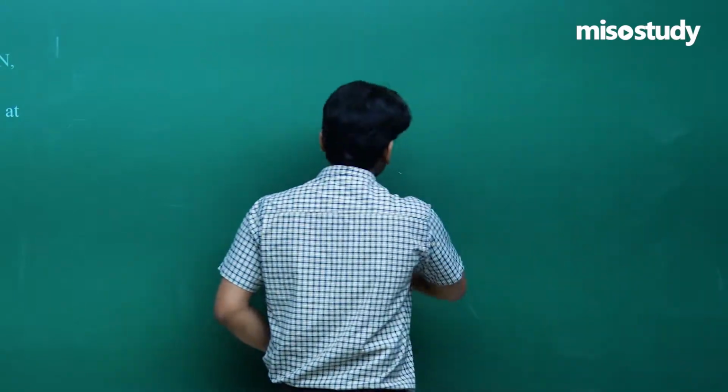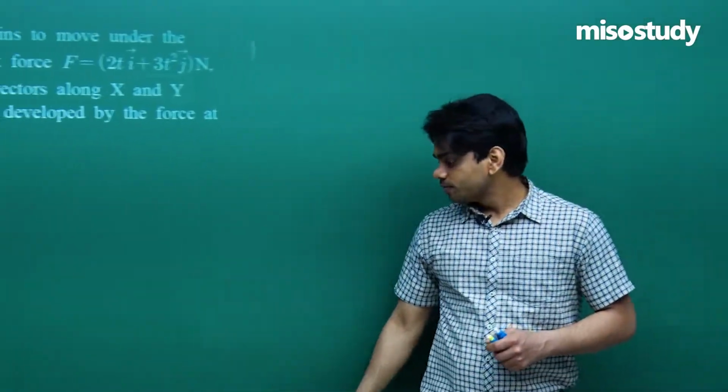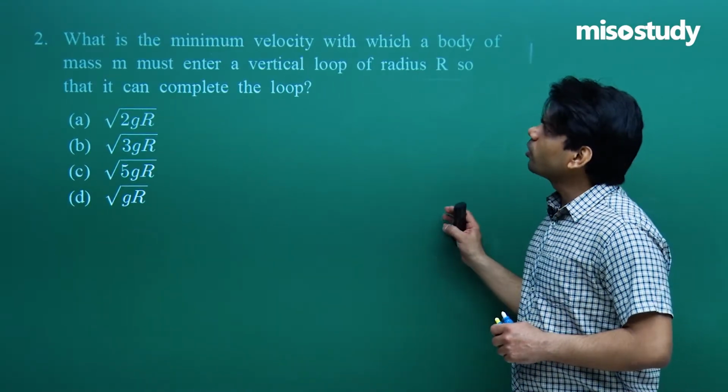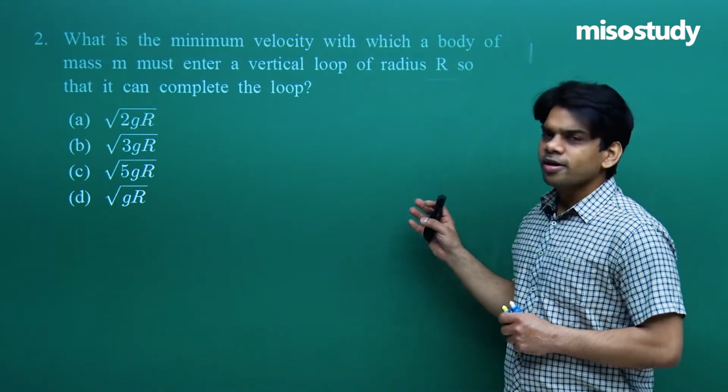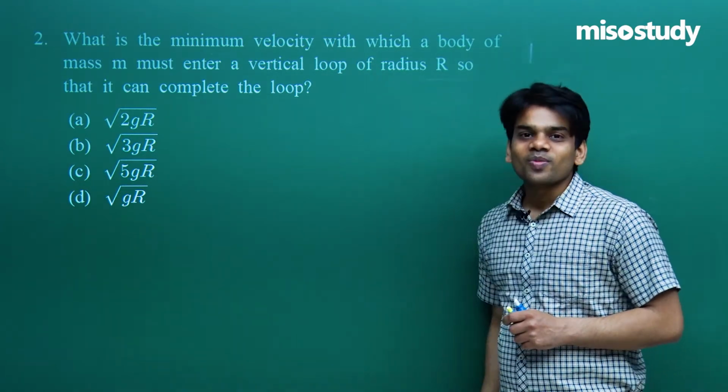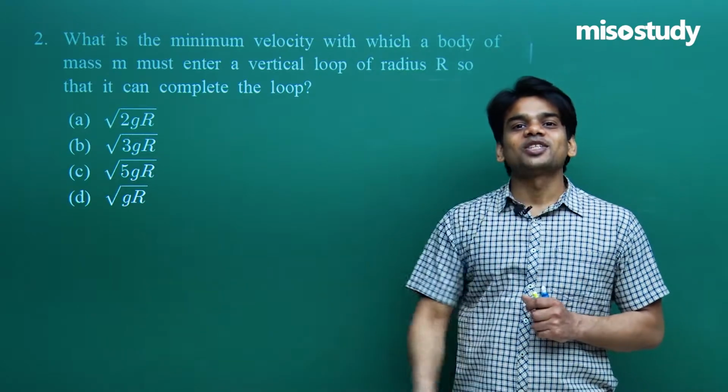Next question of the class, let's go ahead. Question number 2. What is the minimum velocity with which a body of mass m must enter a vertical loop of radius r so that it can complete the loop? So we have a vertical loop.